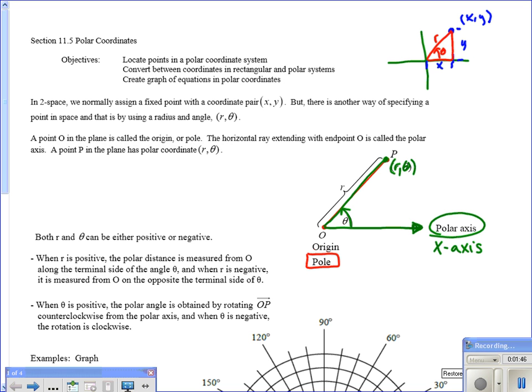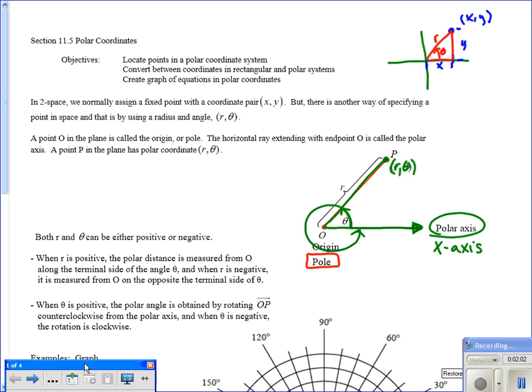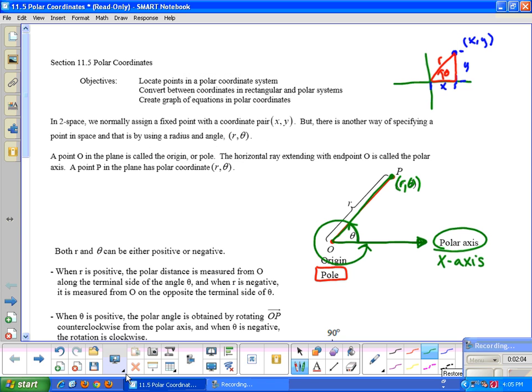Both r and theta can be either positive or negative. Depending on this, it determines which way we're going to move on our graph. Remember, when theta is positive, we go in this direction this way, and when theta is negative, we go in the clockwise direction. So this would be a negative angle. The other way was positive. So that's what this statement right here says.